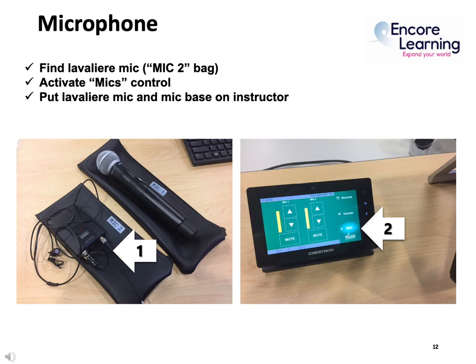Switch on the mic base and test the sound level by speaking normally into the mic. Ask the instructor to wear the mic base in a pocket or clip it to their belt or waistband. If mic volume is not appropriate, raise or lower mic input on the control panel screen. Avoid max level. If the mic base display shows a low battery icon, replace batteries with fresh ones in the mic drawer.